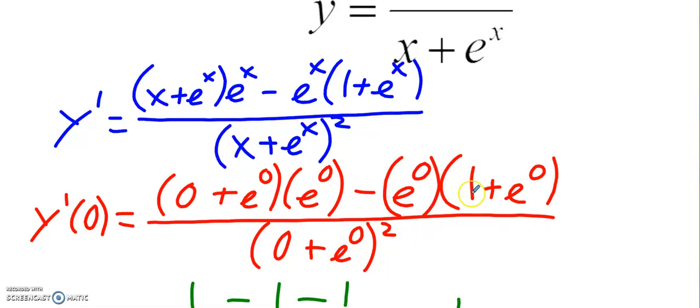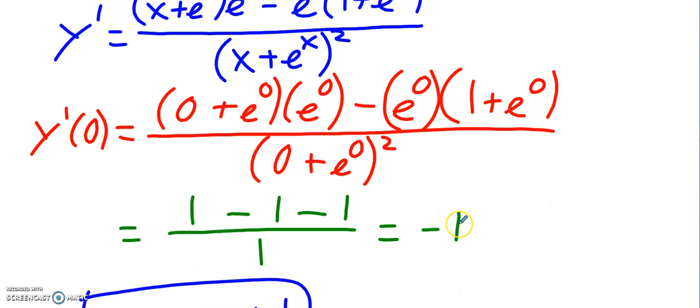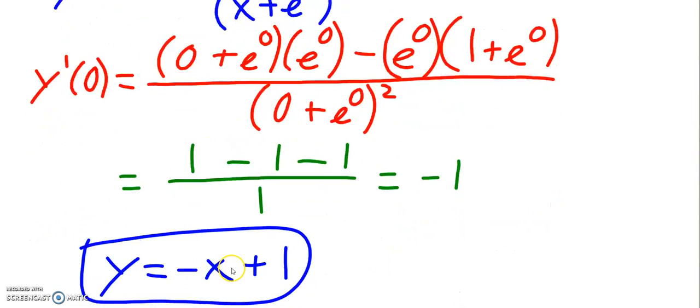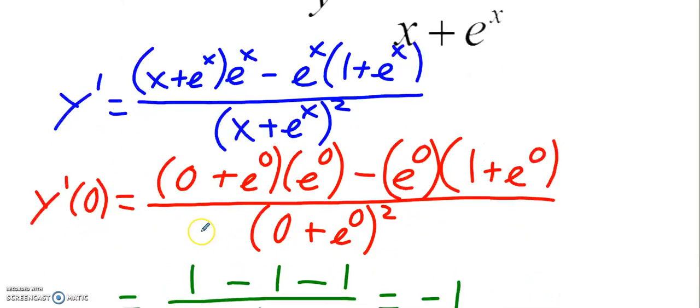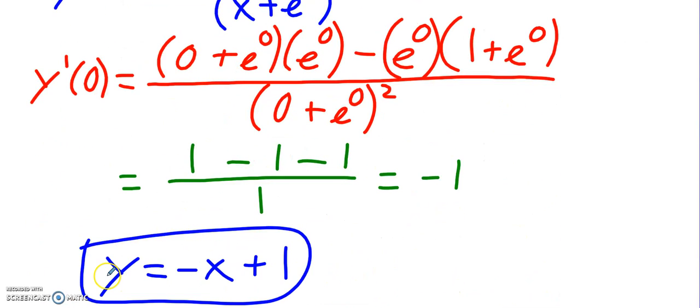So if I plug in 0 for x, I end up with negative 1. And then I already know the point is 0, 1. So conveniently, that is my y-intercept. So I can write this in either point slope or slope-intercept form. So I get y equals negative x plus 1. Any questions? All right, good lesson.